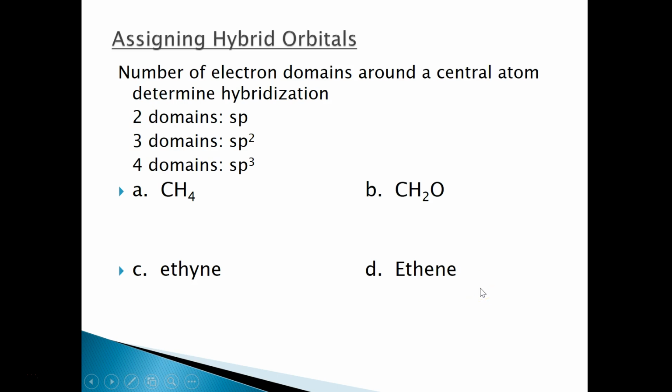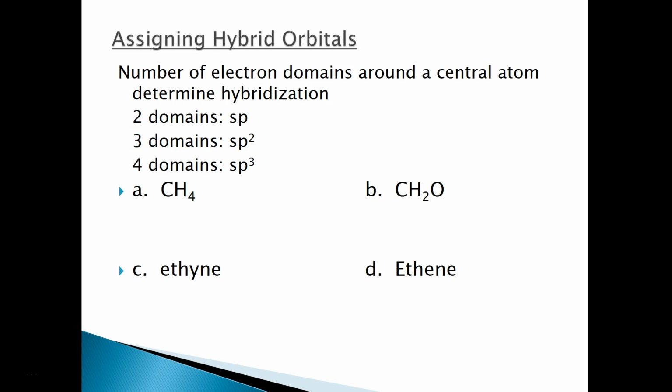All right, so it's really easy to assign hybrid orbitals, or to determine what kind of hybridization exists around a certain atom. And to do that, we just look at the number of electron domains around that particular atom. So if there's 2 electron domains, that means that you have sp hybridization. If there's 3 domains, it means you have sp2 hybridization. And if there are 4 electron domains, it means that you have sp3 hybridization.